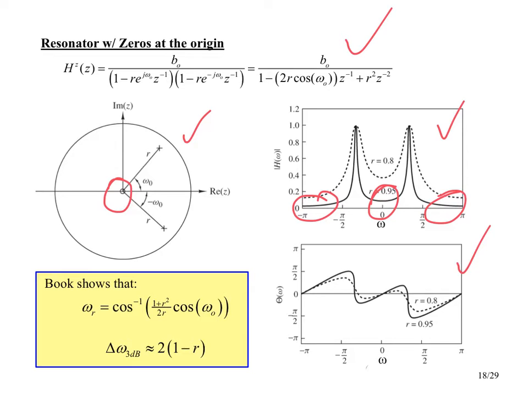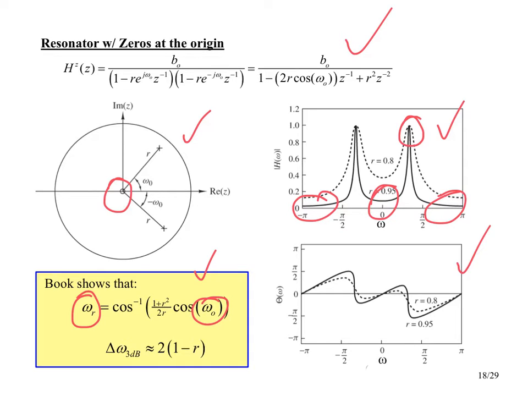And the actual frequency at which the resonant peak occurs, you can derive, and the book shows for this case that the resonant frequency is related to the pole frequency through this equation. If you explore this, plug in different values of r and different values of omega 0 and see what the resulting omega sub r is, you can see that as r gets closer to 1, we get closer to omega sub r being equal to omega 0.